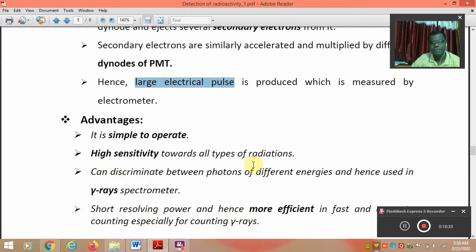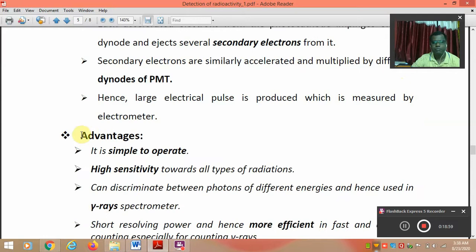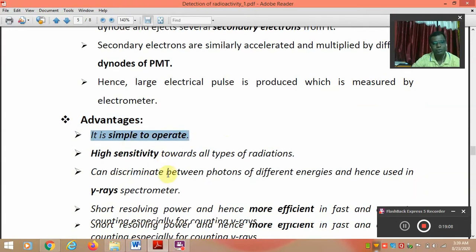So definitely it's very simple to see the working of this scintillation counter as compared to the GM counter. The GM counter works on the principle of ion pair formation, while the scintillation counter works on the formation of flashes of light, called scintillations. When we talk about the advantages as compared to the GM counter, the scintillation counter is very easy to operate. It's very simple to operate.